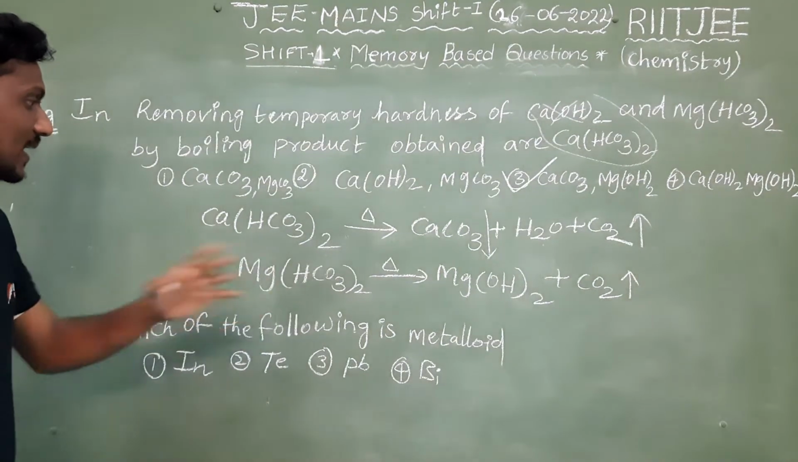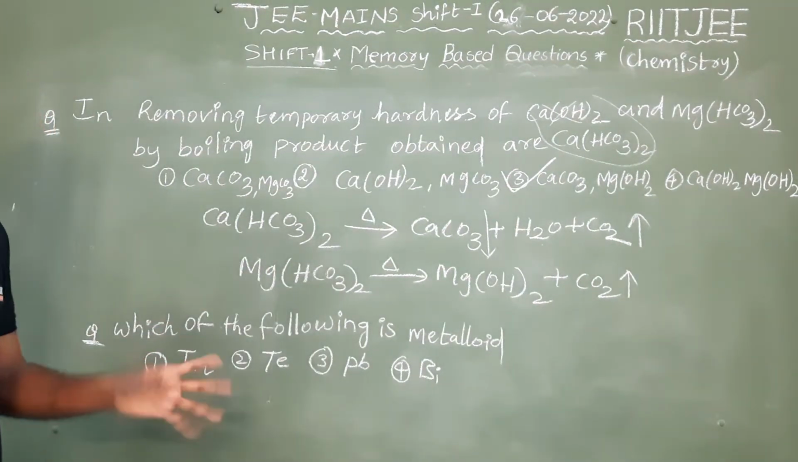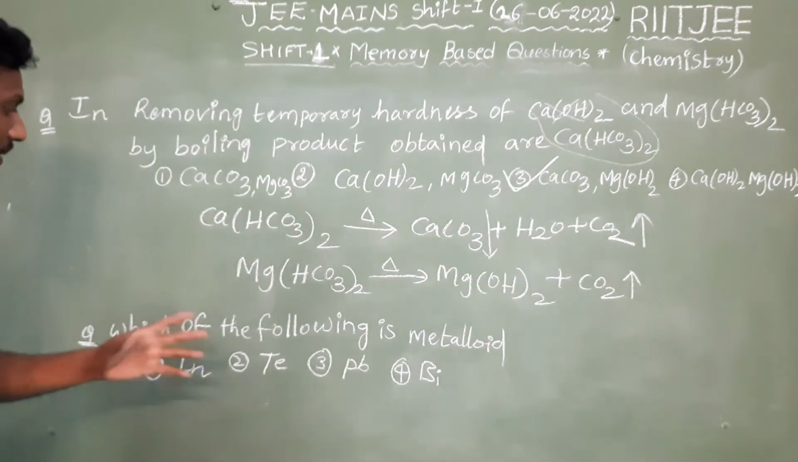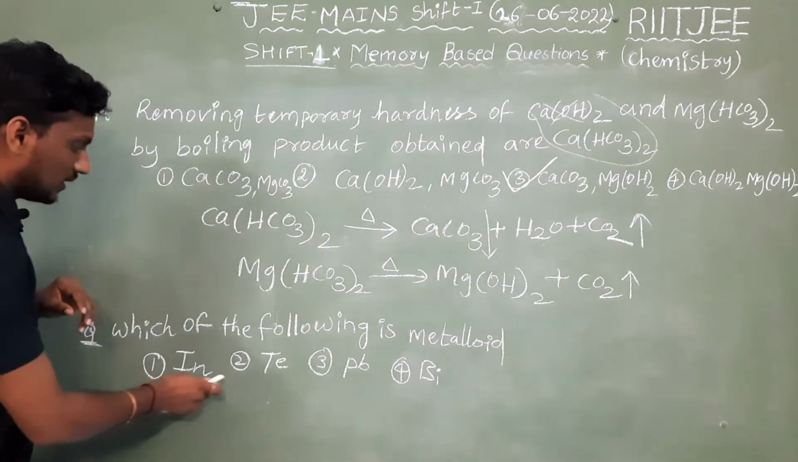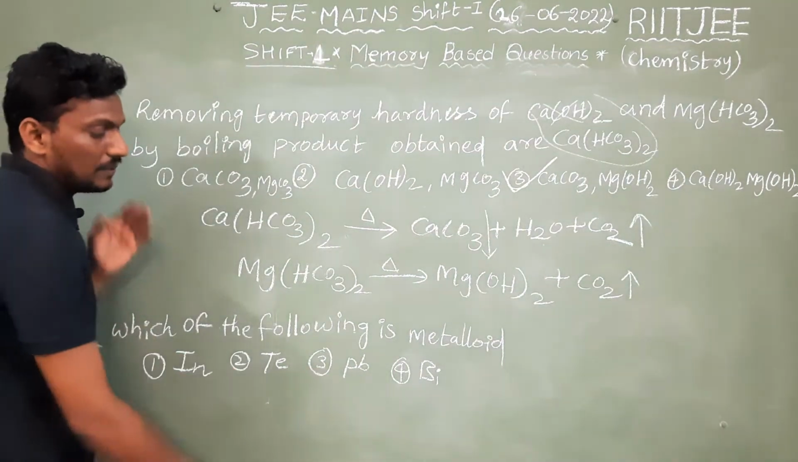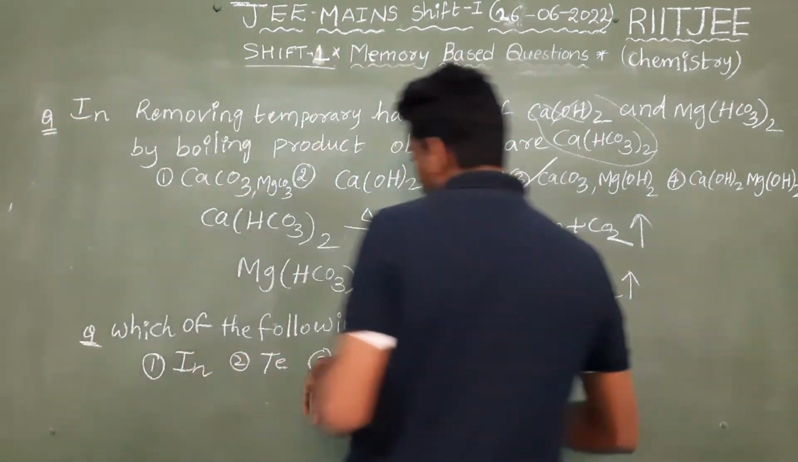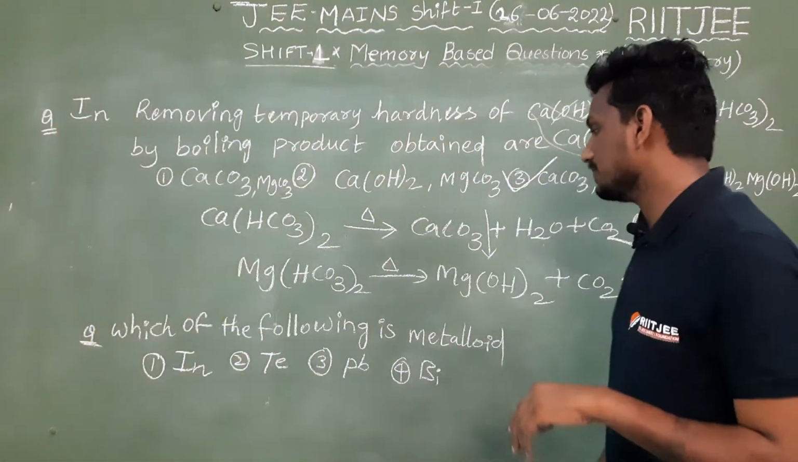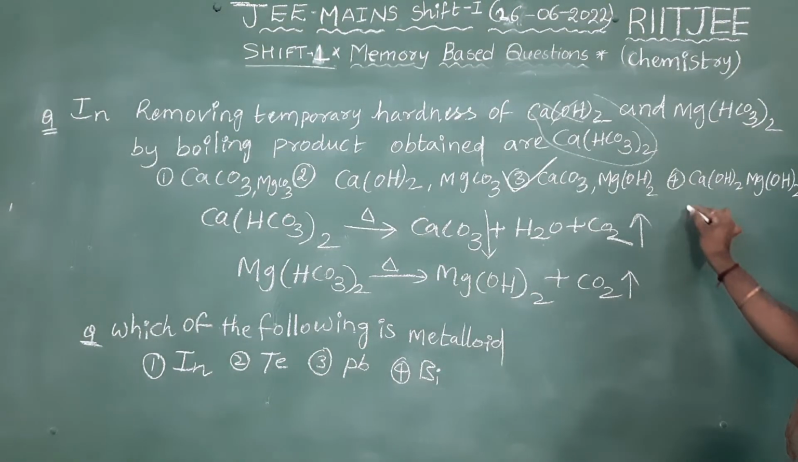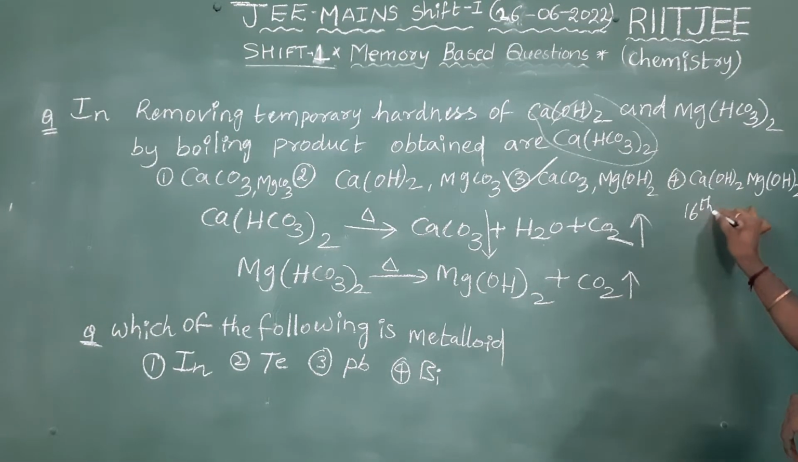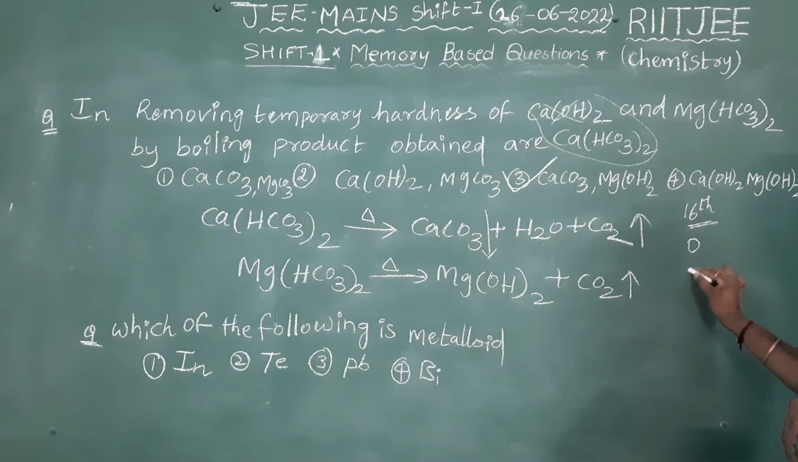Which of the following is a metalloid? It is a very basic question. Which one is the metalloid? See, here tellurium, lead, bismuth. These elements are related to group 16. So now what are the elements here? You can see the group 16 elements. Let us see here, group 16 elements: oxygen, sulfur, selenium, tellurium, and polonium.